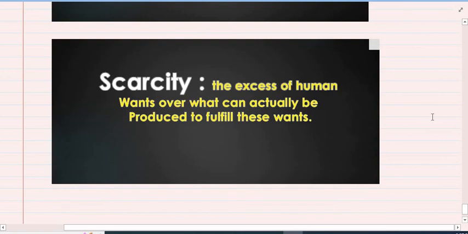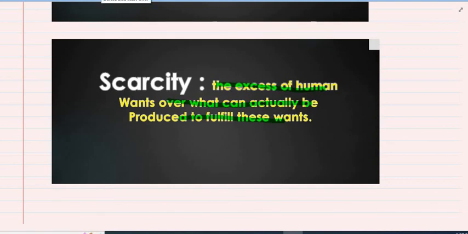Human wants are virtually unlimited, clear, whereas the resources available to satisfy these wants are limited. So we can thus define scarcity as the excess of human wants over what can actually be produced to fulfill these wants. So this is the difference between human wants and the actual production to meet the objectives of human wants.